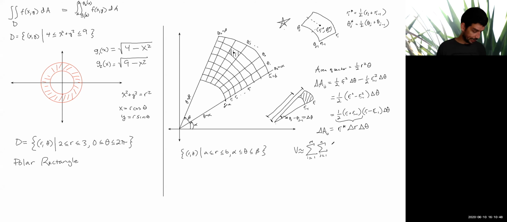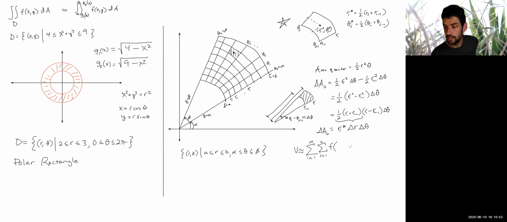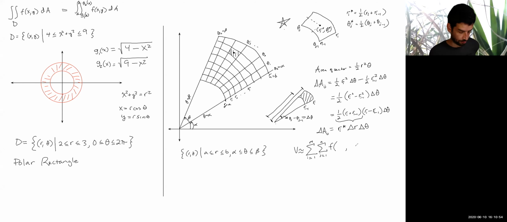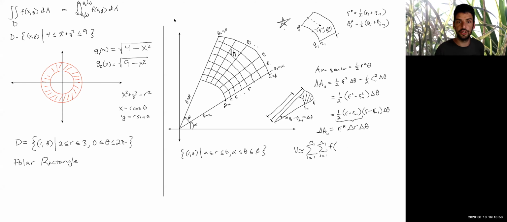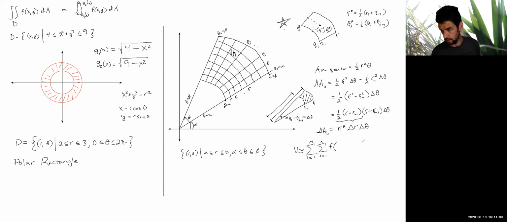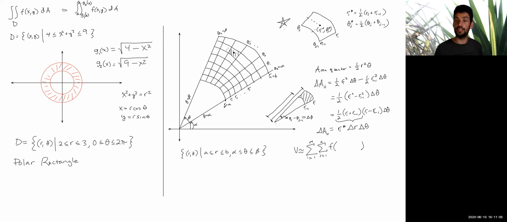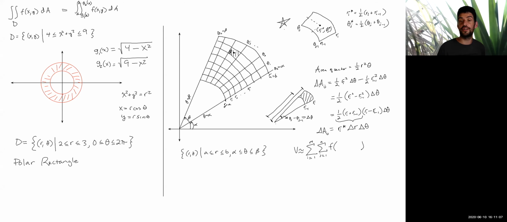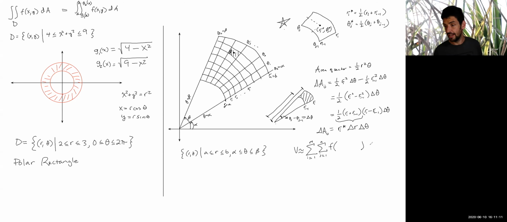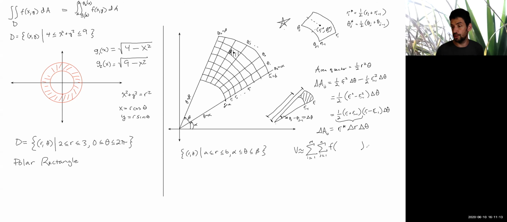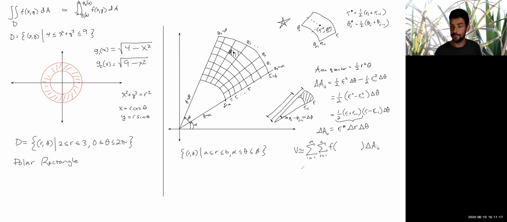And then we take the value of our function. All right, I'm going to leave this open for a moment. We'll take the value of our function times this little piece of area, right? So remember what we're doing. We're multiplying this area times the height of the function above it. So here's the height, and the area below it is what we've called delta A_ij.